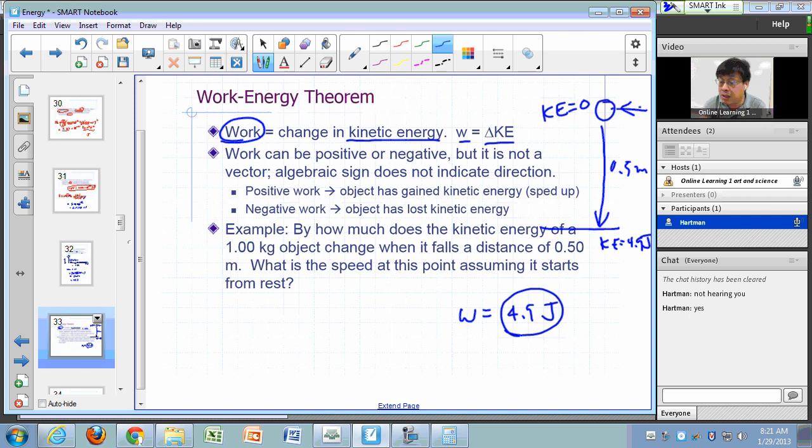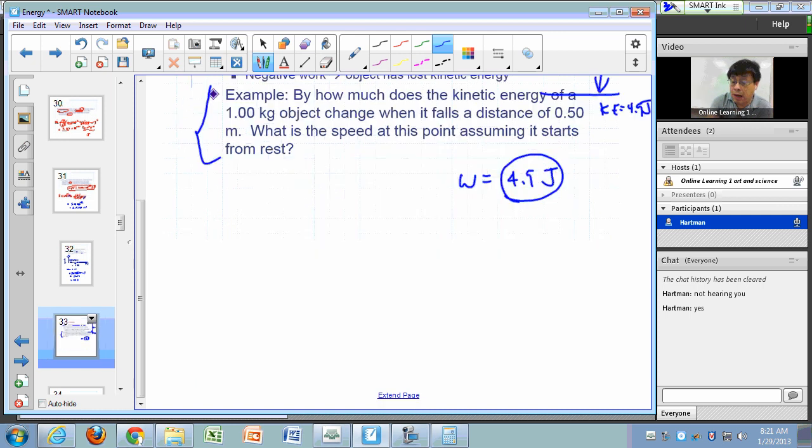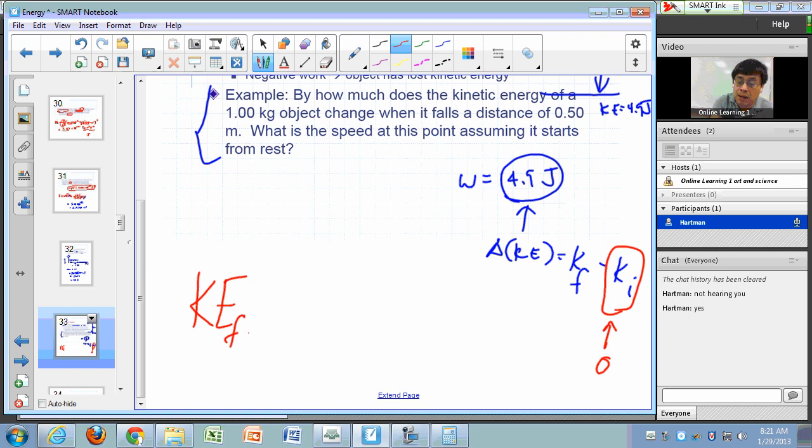So how can you calculate the speed now based on this? This is the same example we had earlier. A 1 kilogram object fell by half a meter. What would be the speed at this point if you started off from rest? Well, work is 4.9 joules, so that would be the change in the kinetic energy, the final kinetic energy minus the initial. But since our initial kinetic energy is 0, we started off at rest, the final kinetic energy at that 0.5 meter mark would be equal to 4.9 joules.